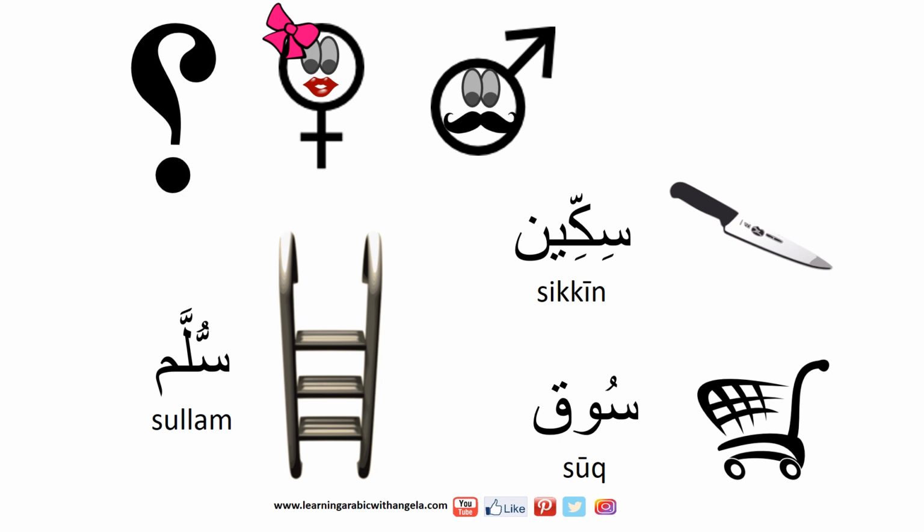Another interesting fact about some nouns in Arabic is that they could be both feminine and masculine. So there's no right or wrong with these nouns, such as the word sikkin, a knife. So I can say hadhihi sikkin or hadha sikkin, and both mean this is a knife. Or the word suq, which means market. Or the word sullam, which means a ladder. So there's no right or wrong with these words. They could be either feminine or masculine.